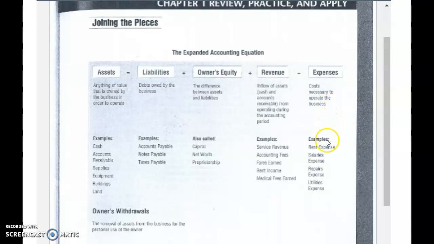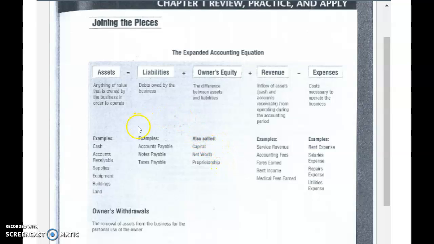And down below here, it gives you examples. For example, rent expense, salaries expense, repairs expense, utilities expense. Back on revenue, you see there's any kind of revenue or fees earned, rent income, but this is the income of the business. The owner's equity is also called capital or net worth or perhaps even proprietorship.